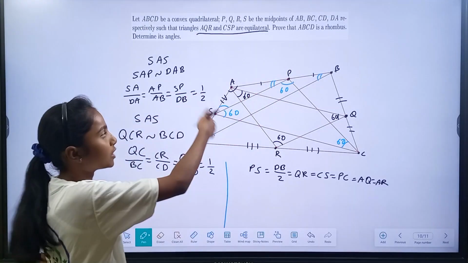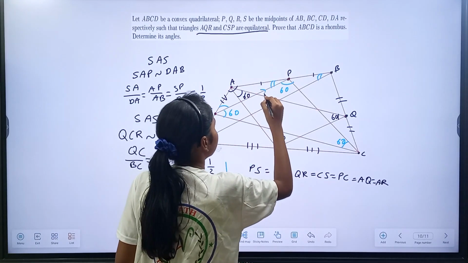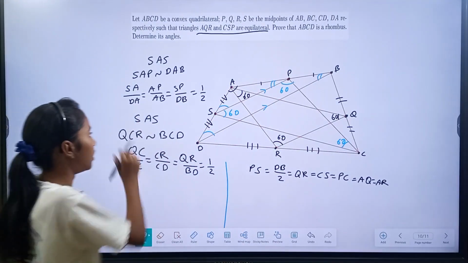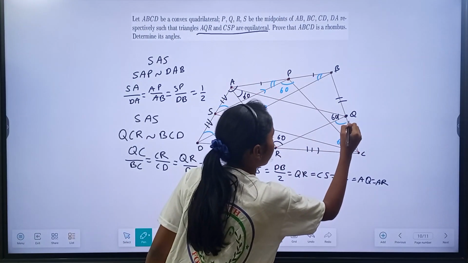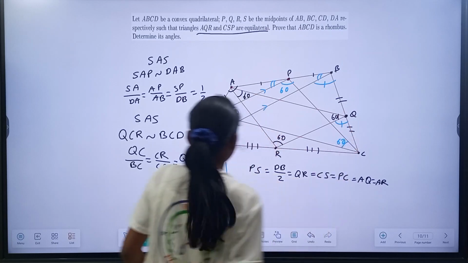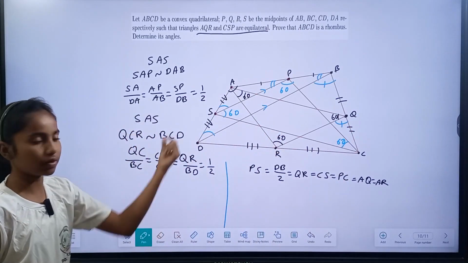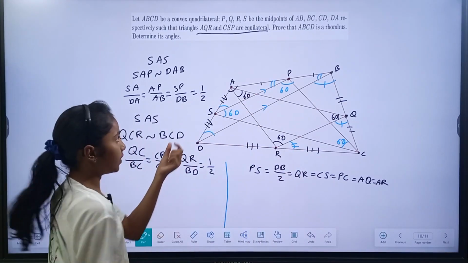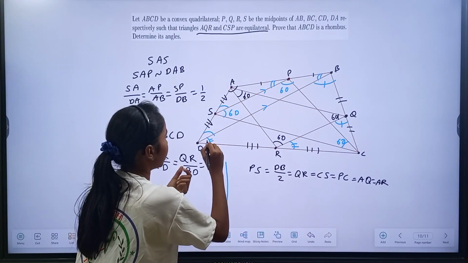So we can say that SP is parallel to DB. And over in this pair of similar triangles also, let's label it. Angle Q of this triangle is equal to angle B of this triangle, and these both are equal. Also angle R of this triangle is equal to angle D of this triangle, and these both are equal.